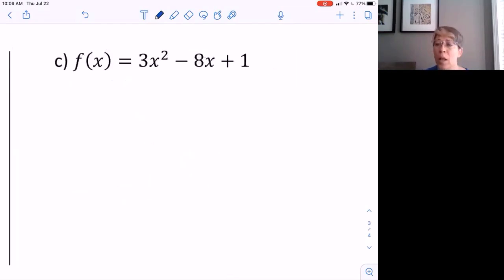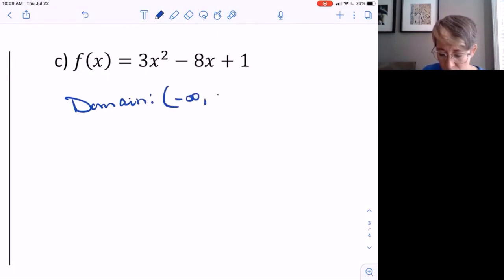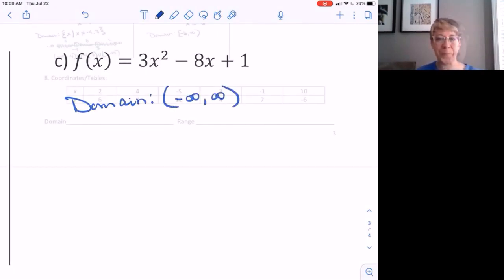Last example here is a polynomial. There's no restrictions. I can multiply any number. I can square any number. I can subtract any number. Polynomials will always have a domain from negative infinity to infinity.